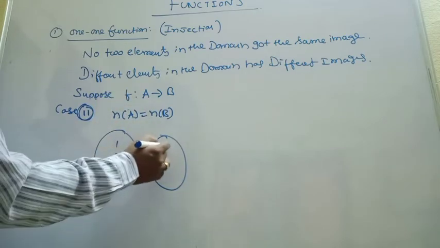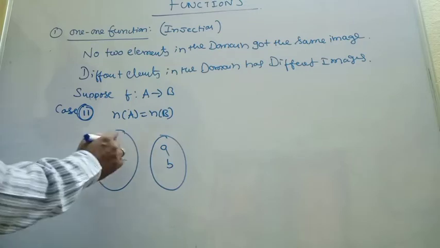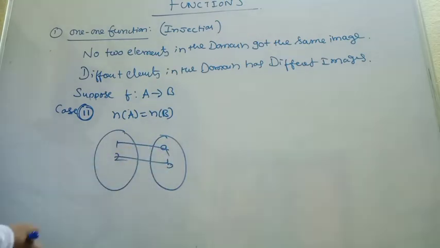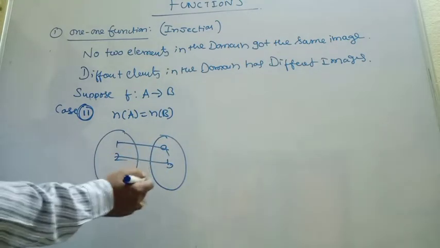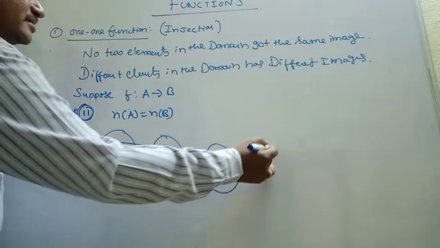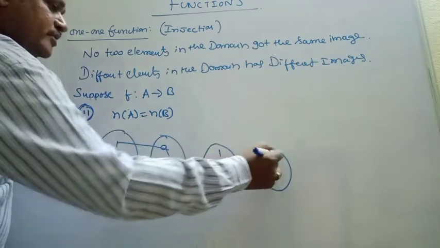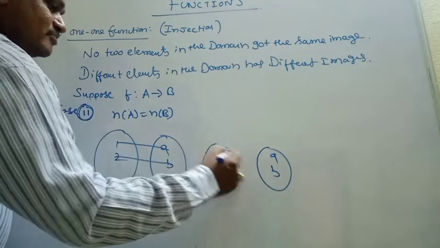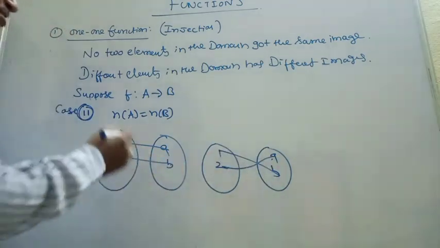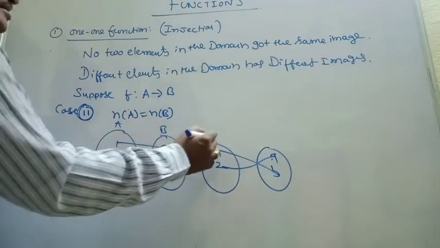This is 1, 2. I am having here a, b. Suppose I am having 1 with a, 2 with b. This is one function. Another: you have here 1, 2, a, b, with 1 with b, 2 with a. These are two functions we have got here.